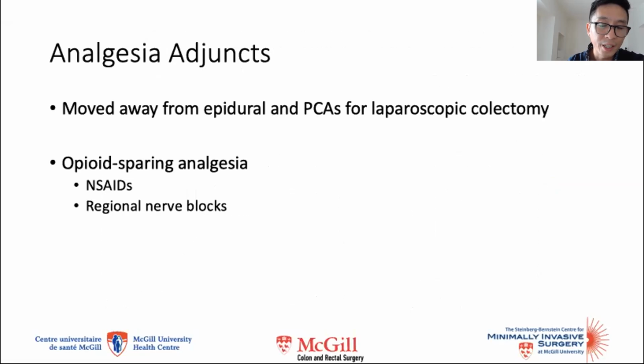We've also changed the type of medications that we use for pain control. In the past, about 10, 15 years ago, we used epidurals and patient-controlled analgesias even for laparoscopic colectomy. Now it's really gone towards what we call opioid-sparing analgesia and as much oral medication as possible, with a big emphasis on anti-inflammatories, such as Advil or Celebrex, as well as regional nerve blocks.